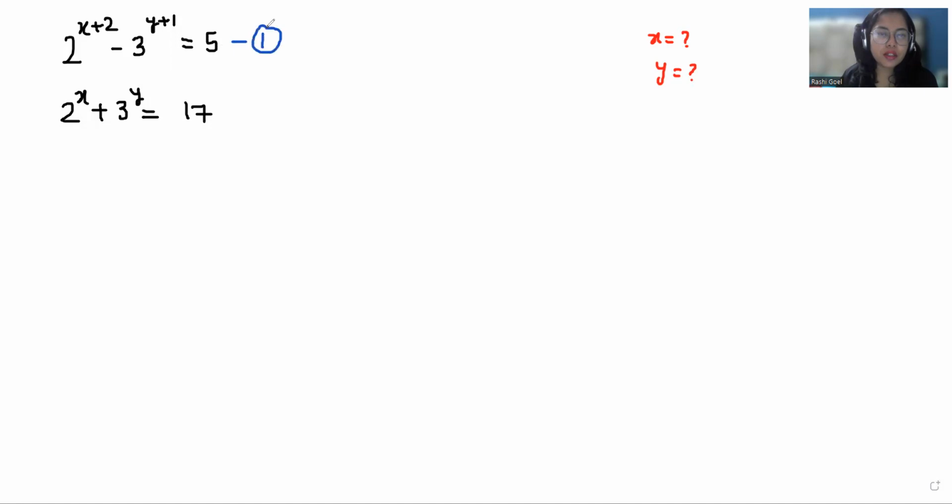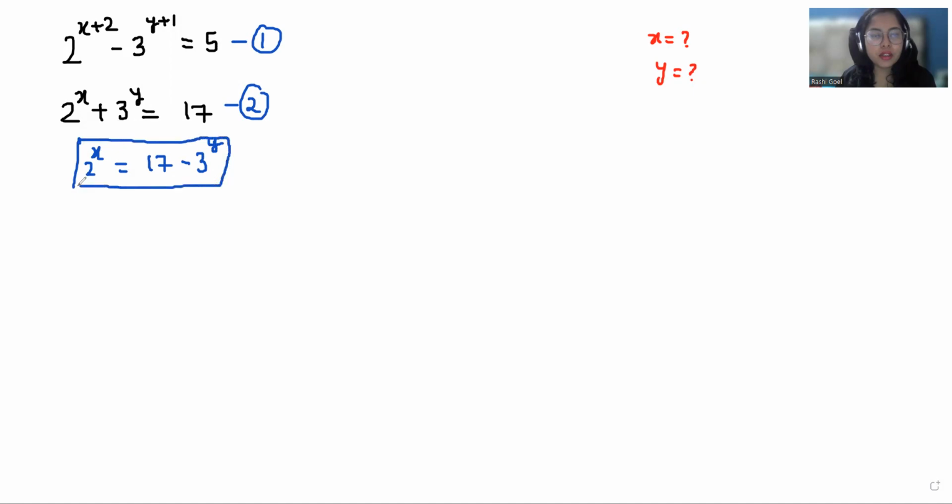First I'm taking this equation as equation 1 and this as equation 2. From equation 2, I'll find the value of 2^x, that is 17 minus 3^y, since plus 3^y goes to the other side. I'm considering it as equation number 3. Now I'm going to put the value from equation 3 into equation 1.